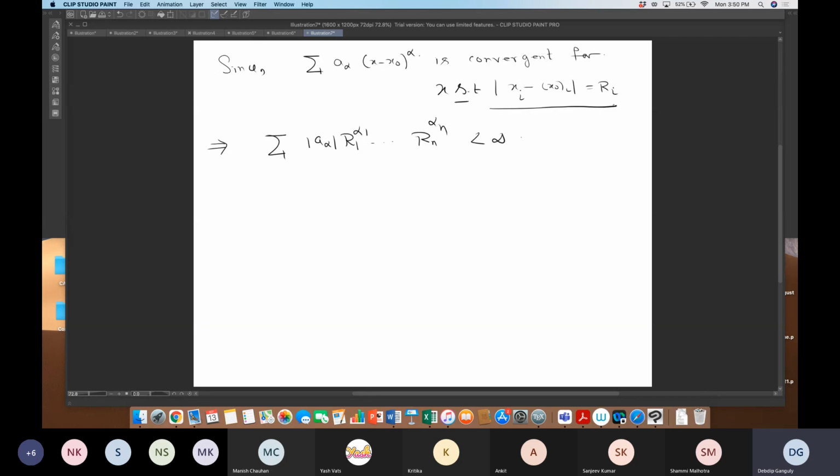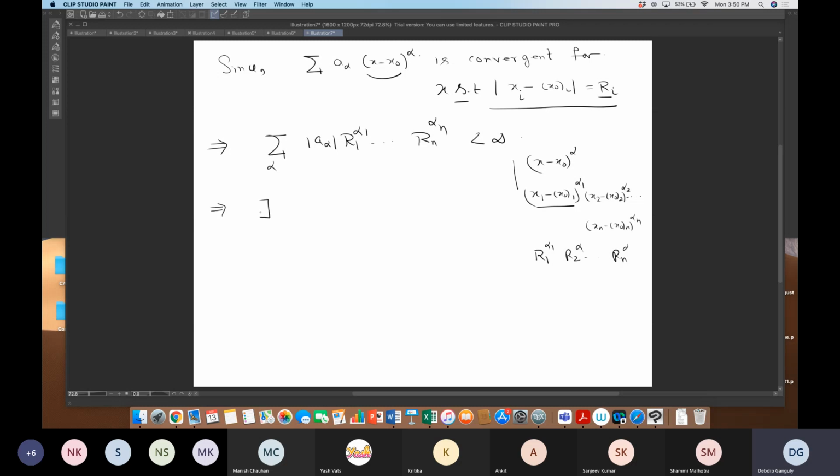What is (x minus x naught) to the power alpha? This is (x1 minus x naught 1) to the power alpha 1, (x2 minus x naught 2) to the power alpha 2, dot dot dot, (xn minus x naught n) to the power alpha n. Because x is in Ri, this is r1 to the power alpha 1, r2 to the power alpha 2, dot dot dot rn to the power alpha n, and the summation is finite because this is the definition of convergence.